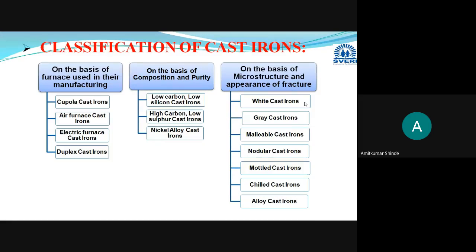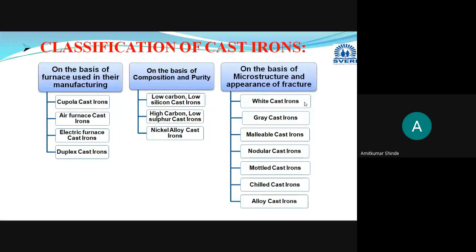Then the next, or last, type depending on the microstructure and appearance is alloy cast iron. Now, suppose you have made any changes in the composition of the above six types, and whichever new cast iron is formed, that new cast iron will be considered as an alloy cast iron. That separate kind will be taken in the category of alloy cast iron.